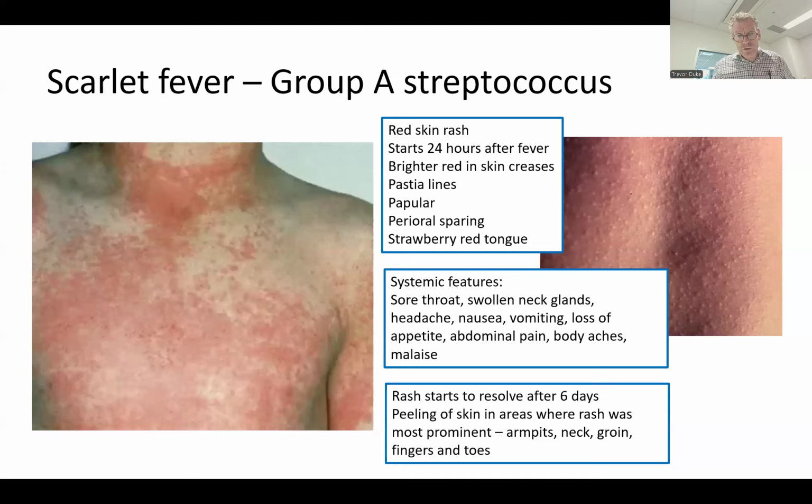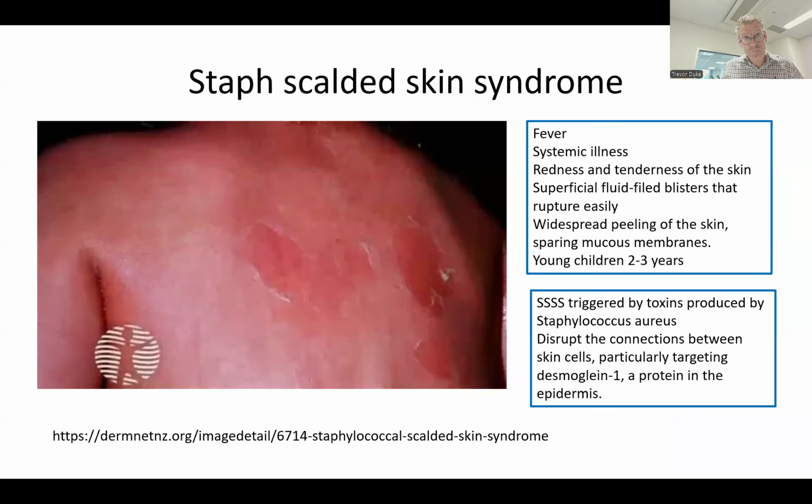It's not streptococcus in the skin, it's a rash, an immunological reaction to group A streptococcus, in a similar way that you can get acute rheumatic fever as an immunological reaction to group A streptococcus, or you can get post-streptococcal glomerulonephritis. So those three syndromes, scarlet fever, post-strep glomerulonephritis, and rheumatic fever, are all consequences of group A streptococcus.